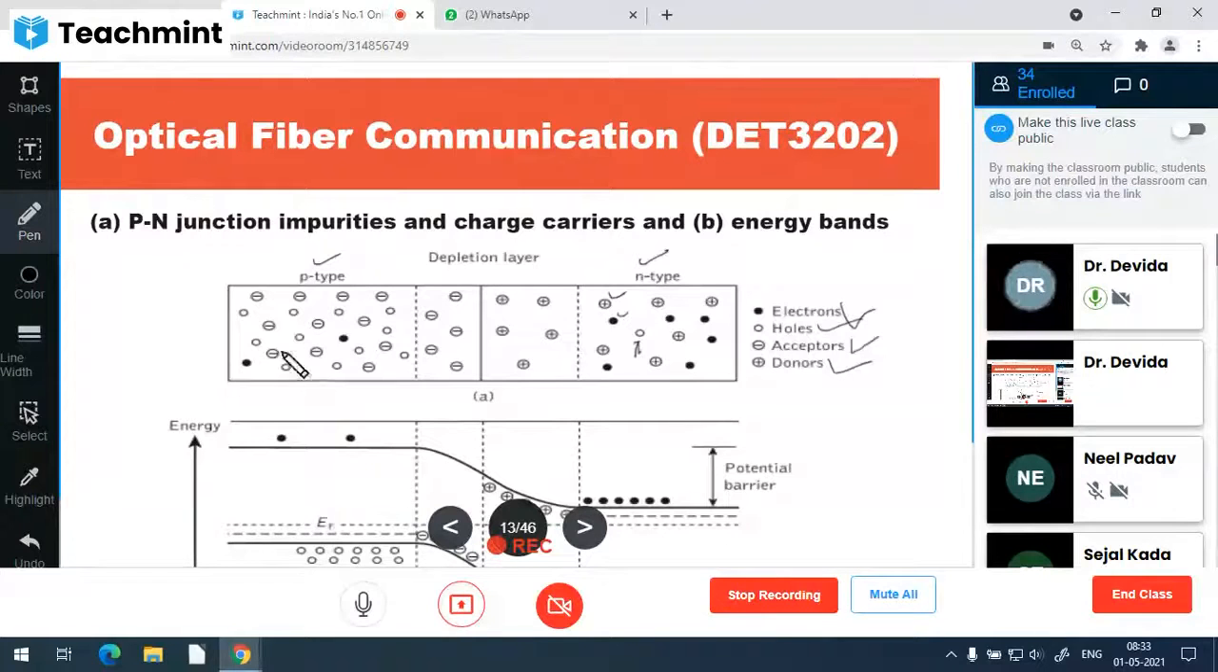Same is the case with P type. A large number of acceptor ions are there. They accept electrons, that's why they are acceptor ions. A large number of holes are there, that is, the absence of electrons. So holes are majority charge carriers. A small number of electrons are also present in the P type. Those are called minority charge carriers.